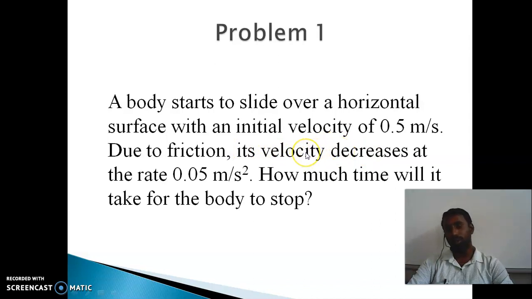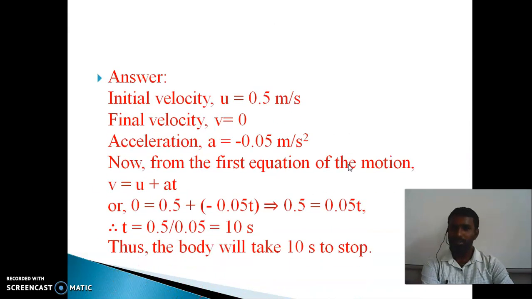So what would be your final velocity? Can you guess that final velocity? Here, the velocity decreases at the rate of 0.05 meter per second square. Meter per second square represents acceleration. And since it decreases, is it positive or negative? Whenever the velocity keeps decreasing, the acceleration will have a minus value. This is called retardation or deceleration.